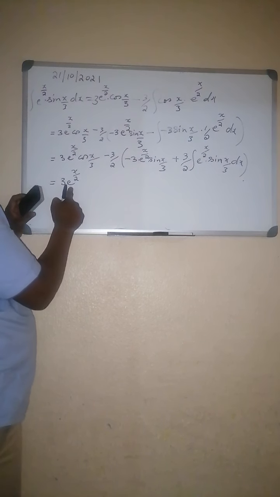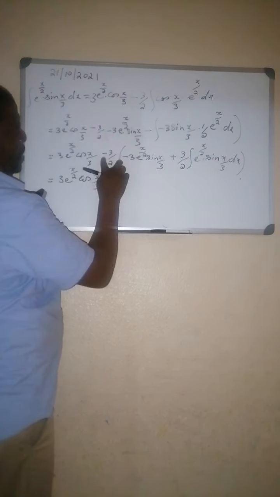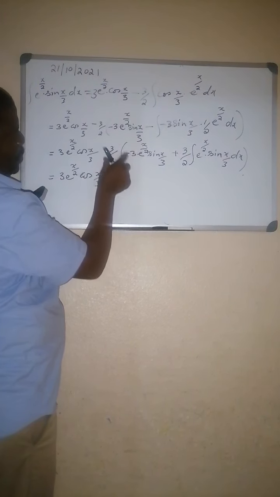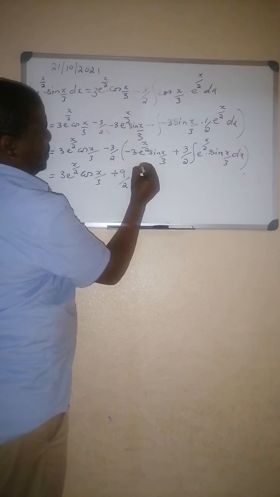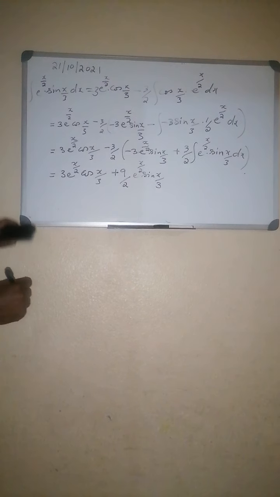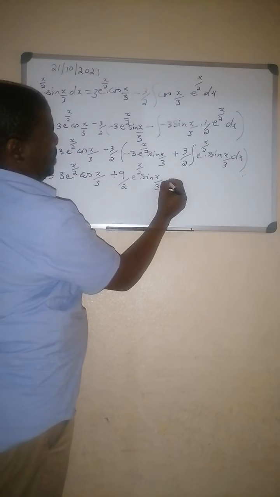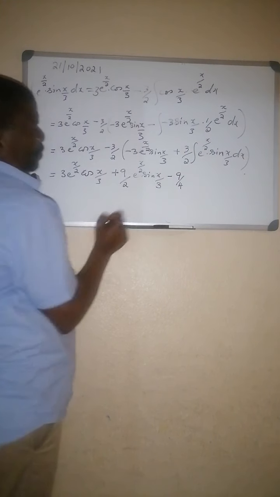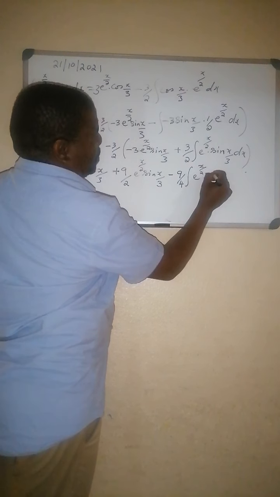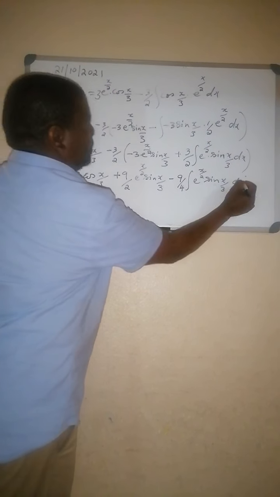Now that then makes me have 3e to the x over 2 the cos of x over 3. Now I can have a plus, I think we'll all see the plus 9 over 2 here, and then I've got e to the x over 2 the sine x over 3. I will need to consider this there, then I think you can see minus 9 over 4 the integral of e to the x over 2 the sine of x over 3 dx.